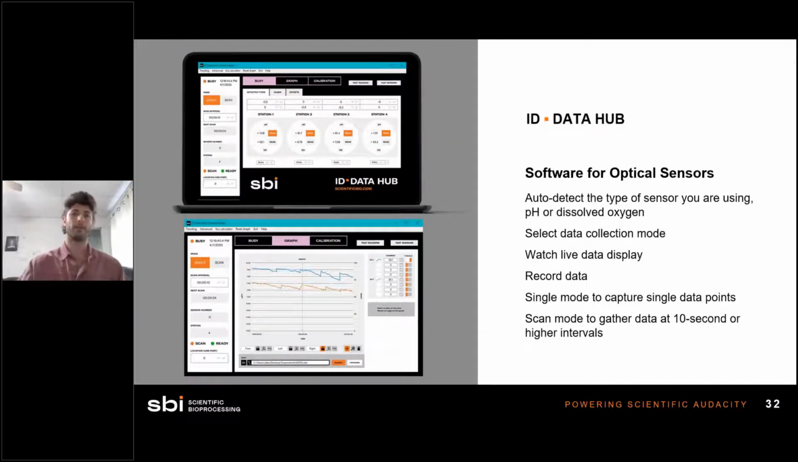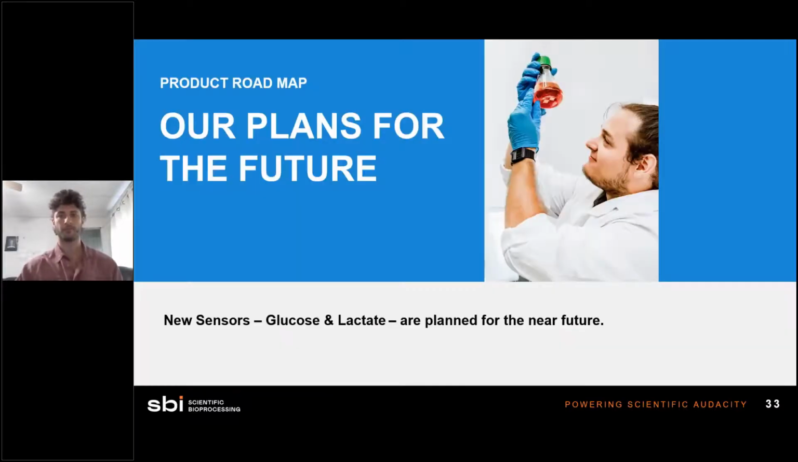And then we have our suite of software called the ID Data Hub. The software displays the data. It displays it numerically. It also displays it graphically, and it's a dynamic graph, so it updates in real time. And it also allows for some cool features like adjusting the scan interval time, so how quickly you're taking readings. We can go down to 10 seconds, so you can have reading updates every 10 seconds. And this also provides data logging, so you can save your data for as long as your run goes.